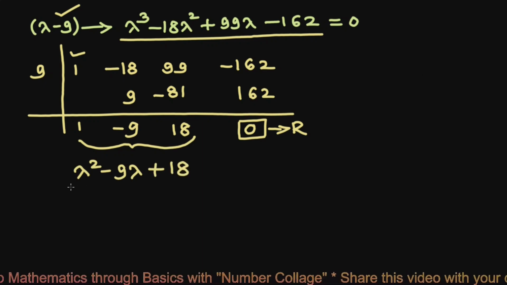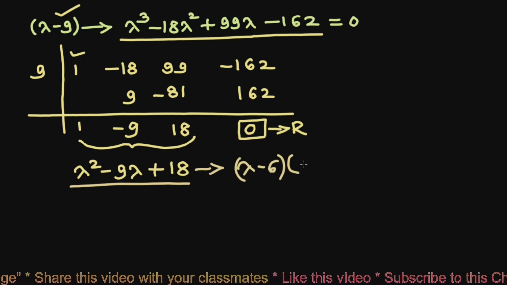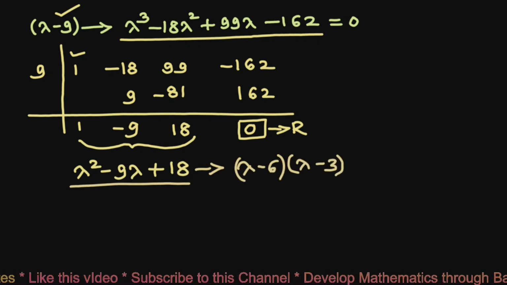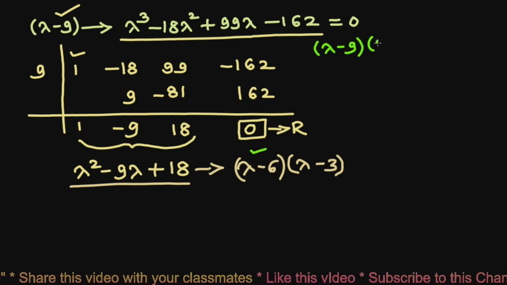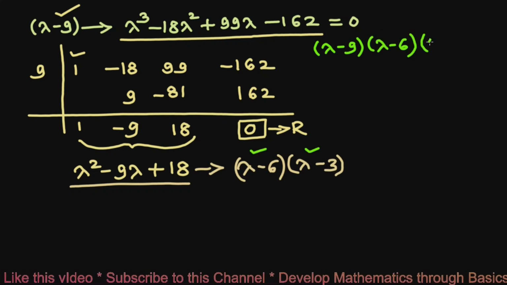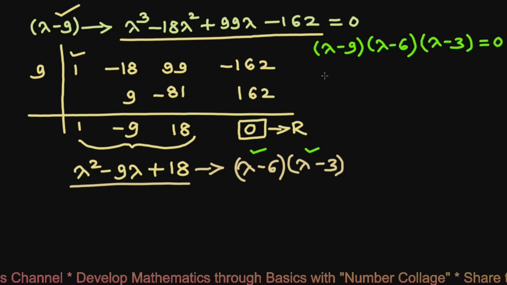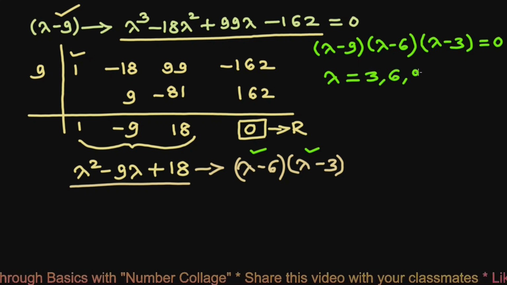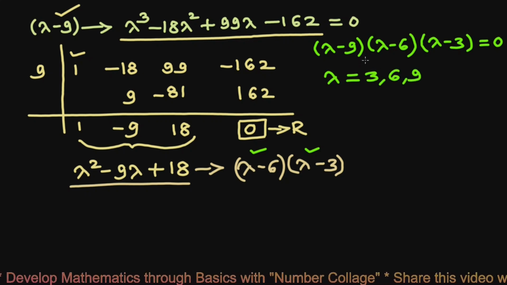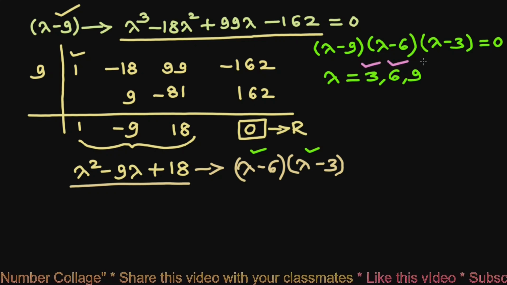Now this quadratic polynomial can be factorized as lambda minus 6 into lambda minus 3. So lambda minus 9 multiplied by lambda minus 6 multiplied by lambda minus 3 equals 0. That gives us three values of eigenvalues: lambda equals 3, 6 and 9. Now we will find eigenvectors corresponding to the eigenvalues 3, 6 and 9.